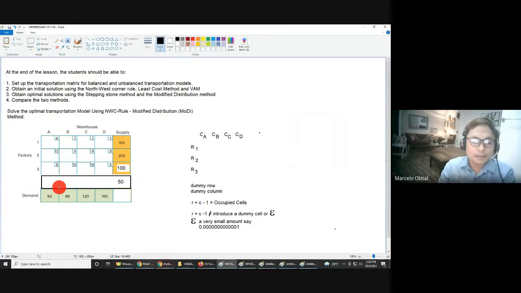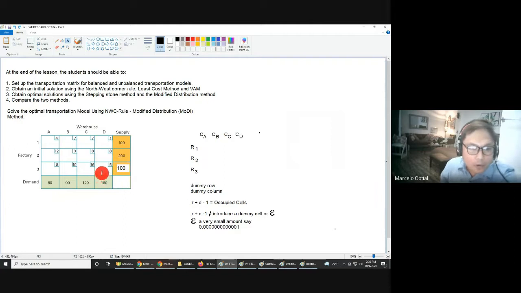That is if the table is unbalanced. Another question, sir: in picking the least cost, will we consider 0? Yes, you will consider the 0 as the least or pinakamaliit na cost, kasi objective natin doon is to cross out that dummy row or column.